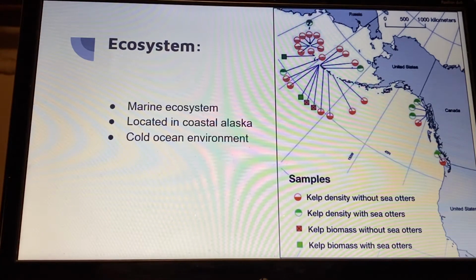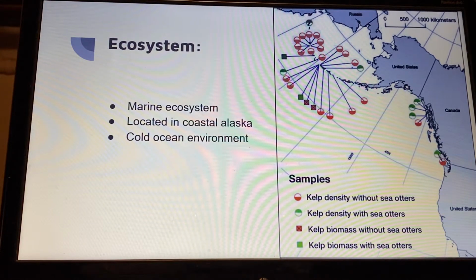And so you can see on the map there, the circles halfway filled with red and the squares filled with red and the X are areas where the kelp density and the biomass without sea otters are shown, which we'll get into later, but that's bad for the ecosystem. And then the green boxes and circles show where the kelp density and biomass are in a good amount.